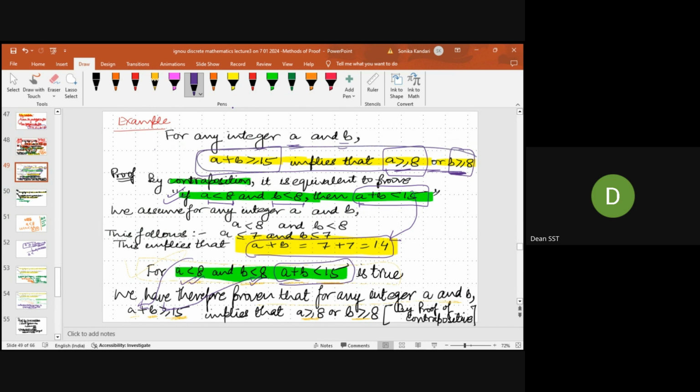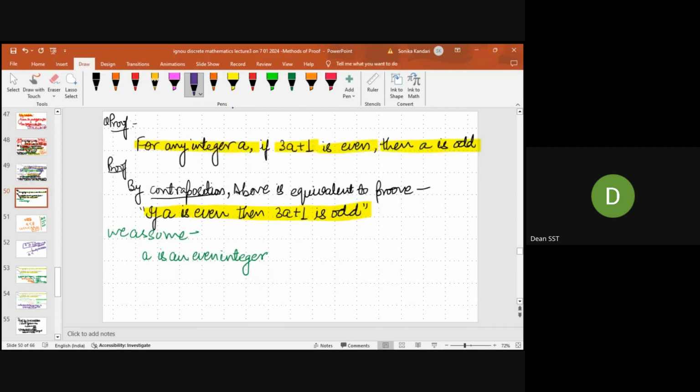So this was the main thing, that A plus B greater than or equal to 15 implies A is greater than or equal to 8 and B is greater than or equal to 8. But by contrapositive, 8 was already covered here. Then if A is less than 8 and B is less than 8, the 15 result was covered here. We go for less than 15 to prove it, and that's what we have proved here for 14. For values less than 8, the result was less than 15, because equal to and greater than were covered.